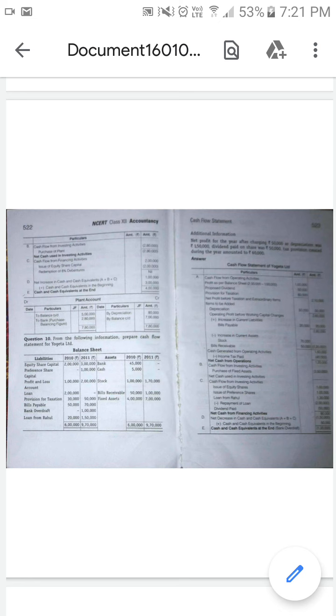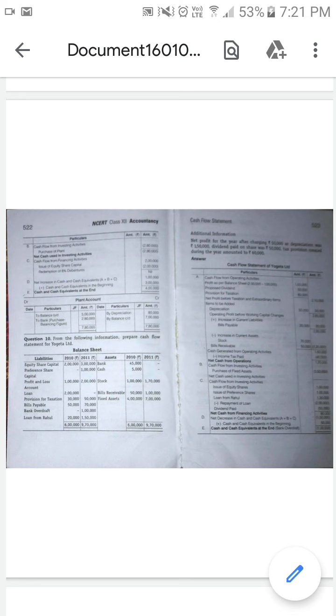Today we are going to solve the 10th problem. Before starting the 10th problem, we should be thorough in the format. In this sum they asked to prepare a big problem, a 5 mark or 8 mark problem. So be thorough in this problem. It's very simple. If you are thorough in the calculations and working notes, it will be very easy.